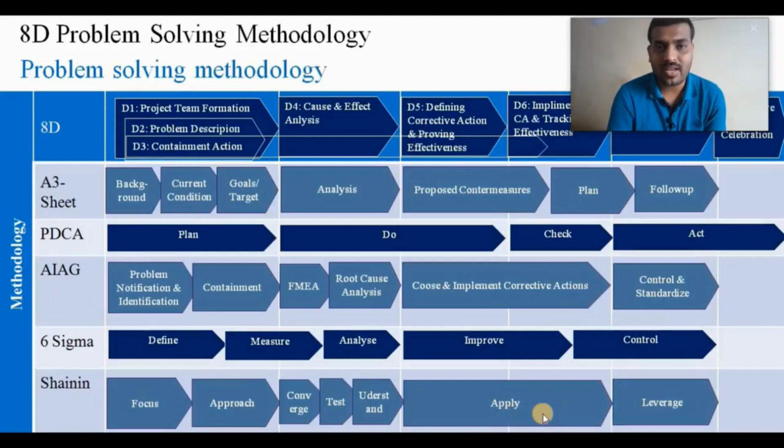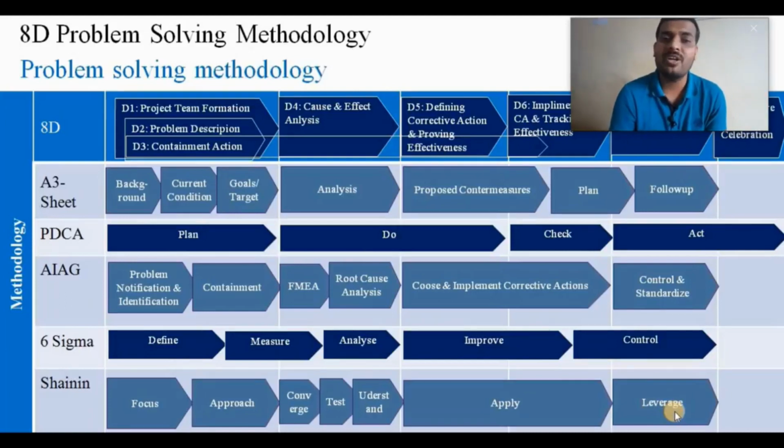green Y run chart. In the last phase, leverage, in order to enhance the investigative competency throughout the organization, the lessons learned in the Shainin methodology or Shainin problem solving are shared with all colleagues. So this is about the Shainin methodology.